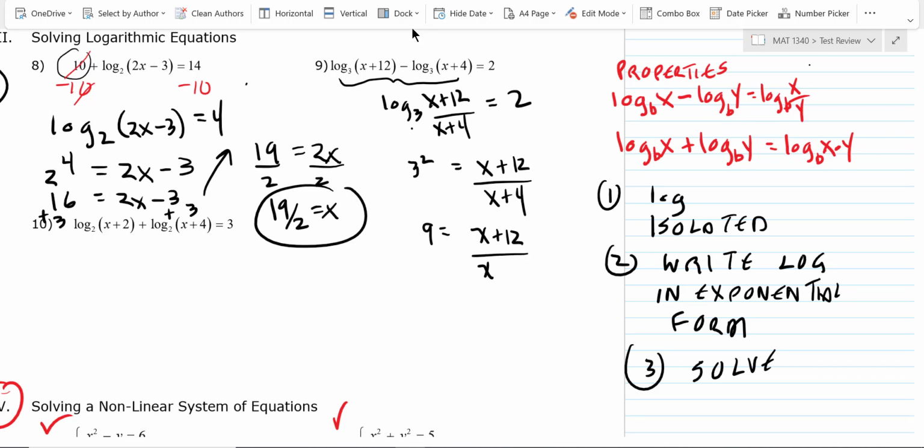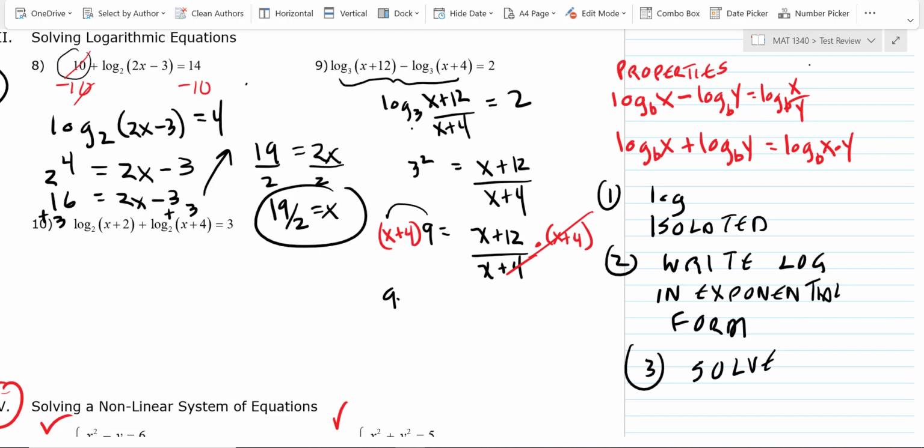Okay, this is an equation, 3 to the second, of course, is 9. So you've got that. Now it's a rational equation. So what do you need to do to both sides of the equation? You don't want that fraction there. So how do I make the fraction disappear? Multiply by x plus 4. Good. Okay, so multiply both sides by x plus 4. That'll wipe that out.